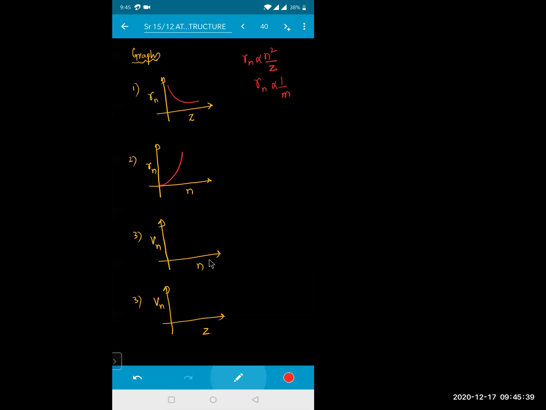Velocity of nth orbit, how much is this one? Velocity of nth orbit is proportional to Z by n. Velocity of your nth orbit is proportional to m to the power of 0, m to the power 0 raste avuna kada. So velocity of this one will be what? A rectangular hyperbola like this. Velocity of this one is directly proportional to Z kabatti this one.